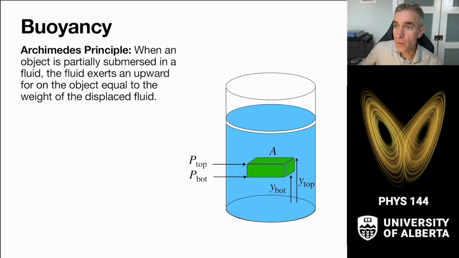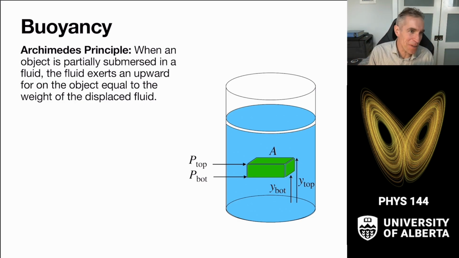The next topic we want to work on is that of buoyancy. And buoyancy is often expressed in terms of Archimedes' principle. You know, the Eureka person who sat in the bath and figured out how to calculate the mass density of the king's golden crown or what have you.